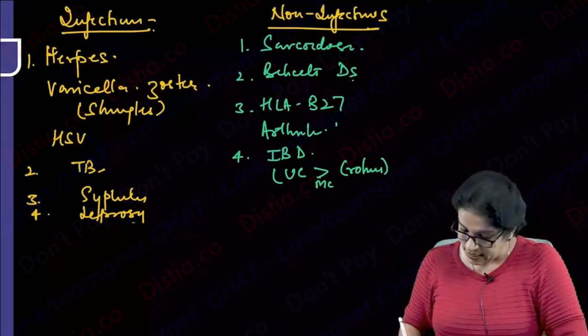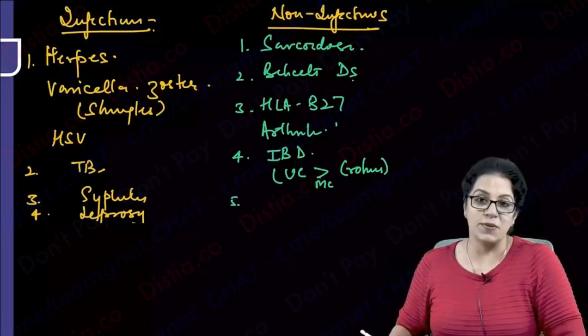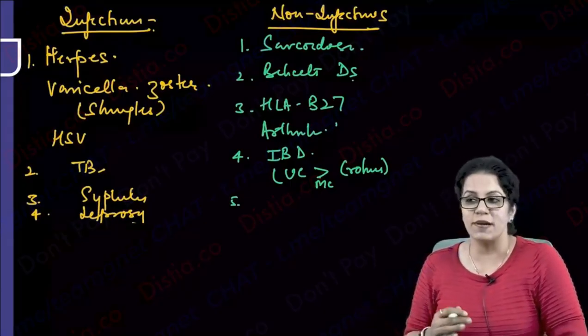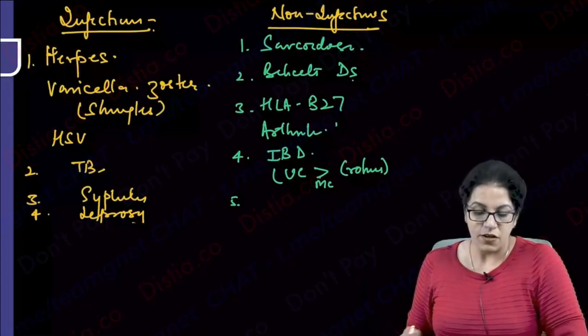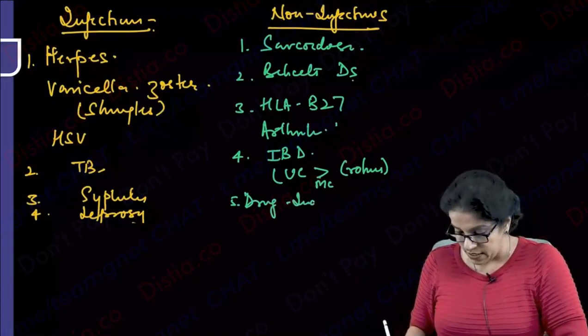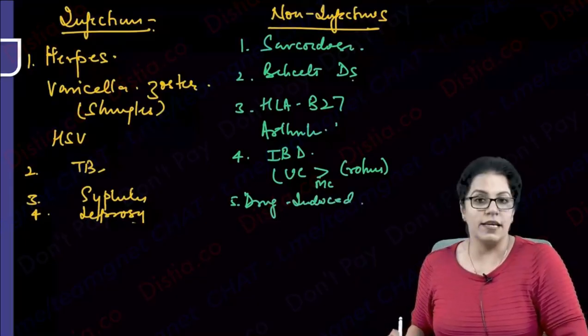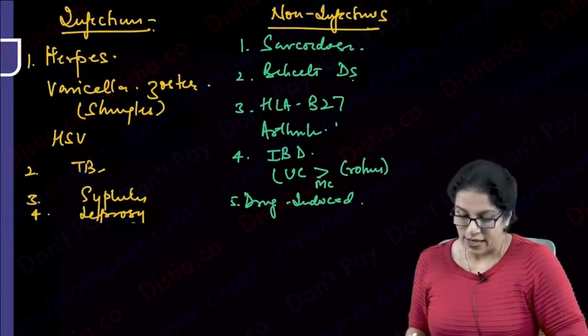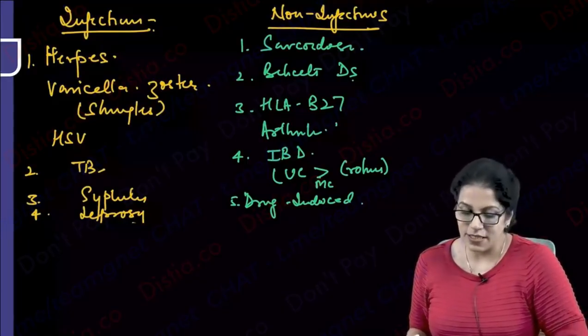Then it could be drug induced. If I talk about non-infectious, you have learned about the anti-glaucoma drugs which can cause uveitis: pilocarpine, latanoprost, or even sulfonamides. Okay, so it could be drug induced. Please note down pilocarpine and your prostaglandin analogs. Okay, so these can be some non-infectious causes.